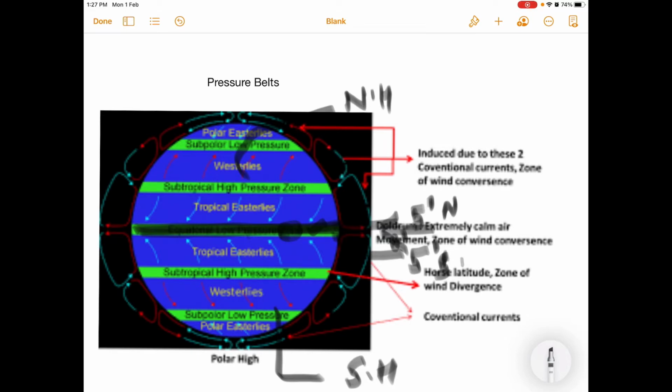Now, in this area there is calm air and very little wind, and the southeast trade winds and the northeast trade winds also converge here. So, because of this convergence, this area is known as ITCZ. Now, what is this ITCZ? That is the intertropical convergence zone.